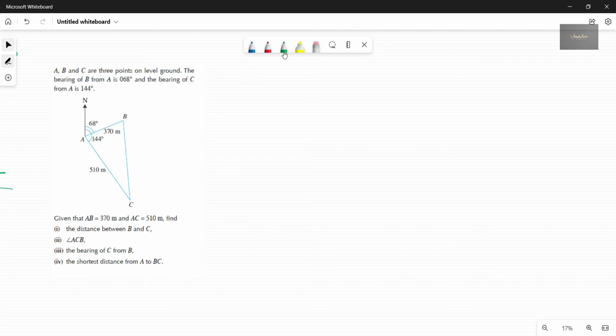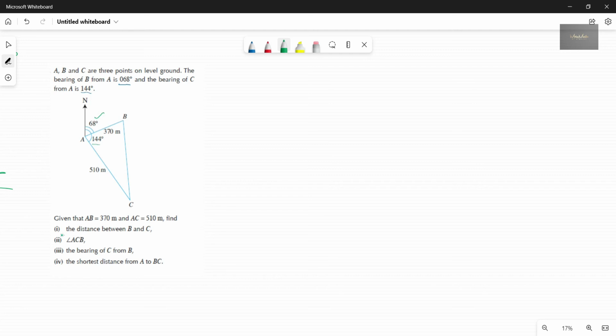A, B and C are 3 points on level ground. The bearing of B from A is 068 and the bearing of C from A is 144. You can see these bearings are given on the diagram as well, right? Furthermore, we are given that AB is 370 meters and AC is 510 meters. We need to find the distance between B and C.